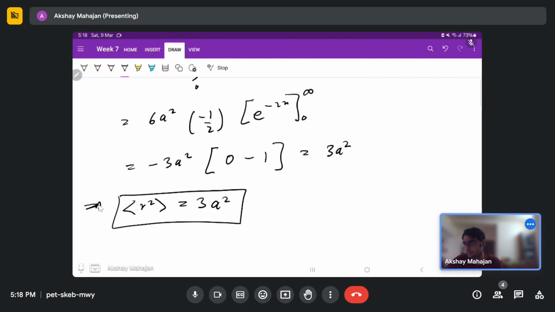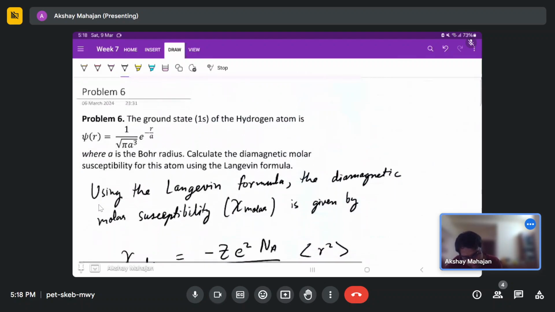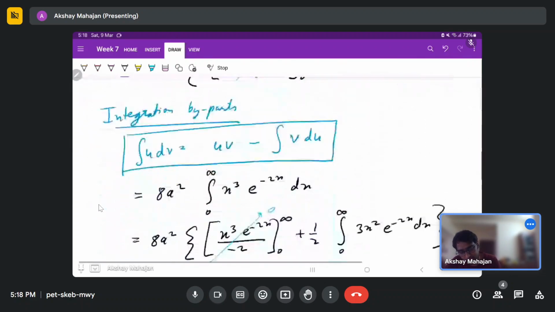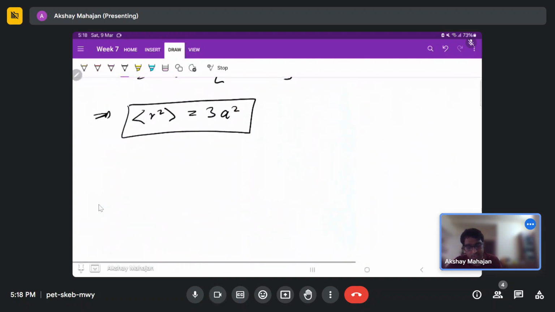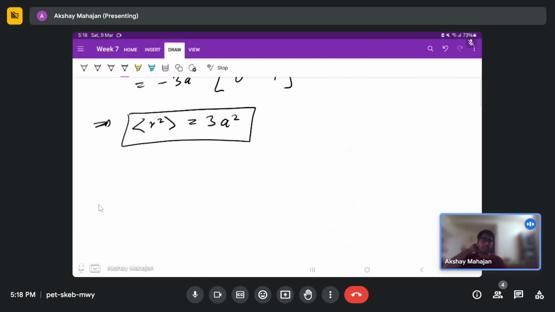Right? Now remember a is our Bohr radius. Earlier in one of the problems that we saw for the ideal gas, we used the expectation value of r square as just a square. Here the hydrogen wave function was given to us, and we found the expectation value from that.